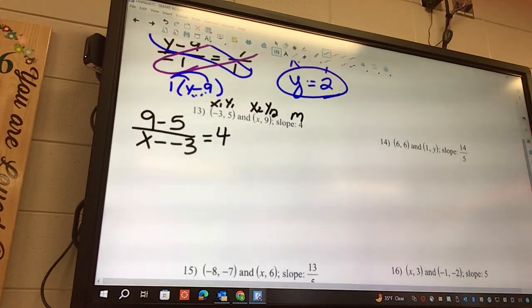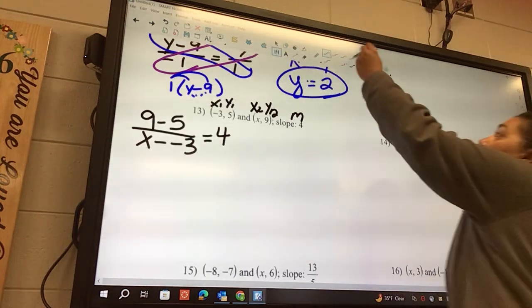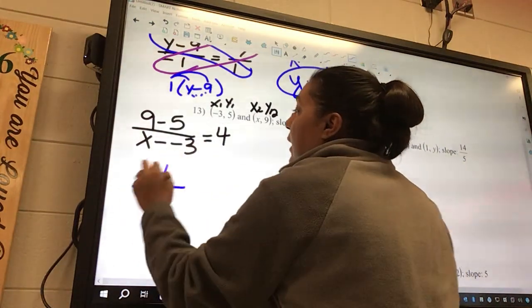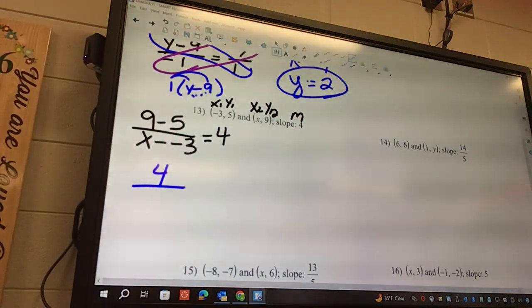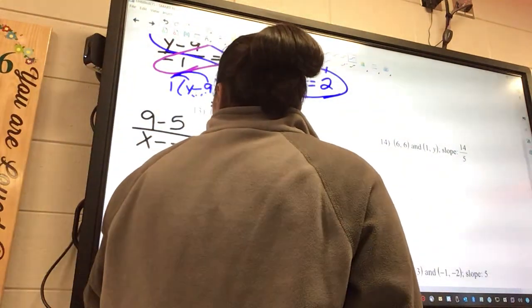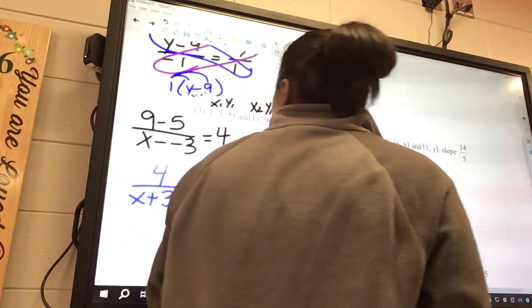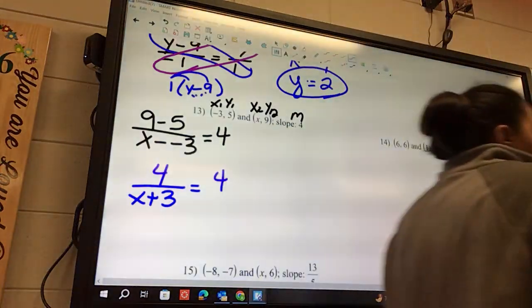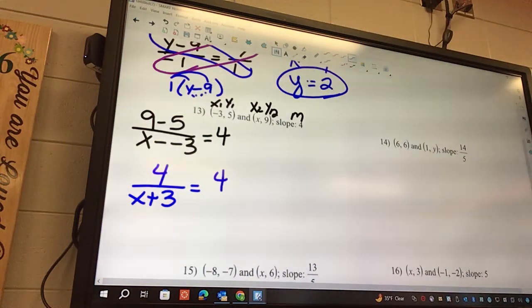Okay, this one has multiple things that can be reduced. So on the top, we have 9 minus 5. What is 9 minus 5? 4. So we're going to get a 4 for the top. This says x minus negative 3. So what's a minus minus? Double negative. I know it's a double negative, but it's going to be a plus. And it really needs to be equals 4 what? 4 over 1. We have to put the 1 so that we can cross multiply.